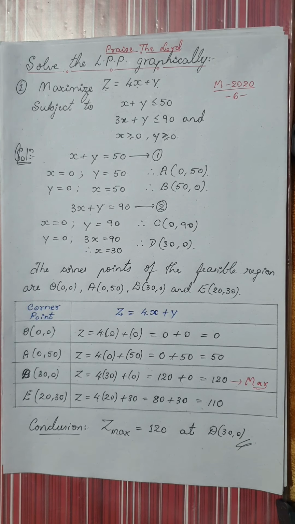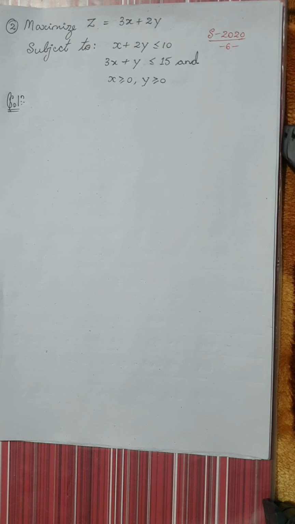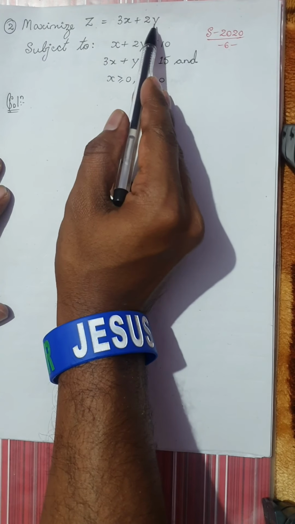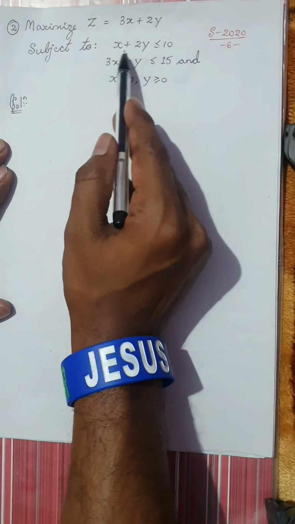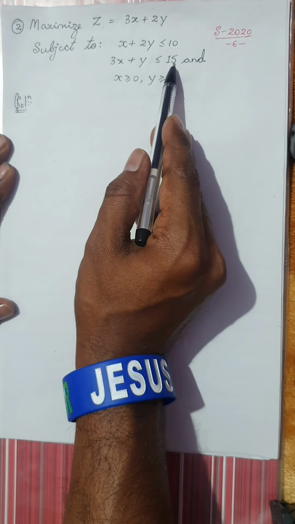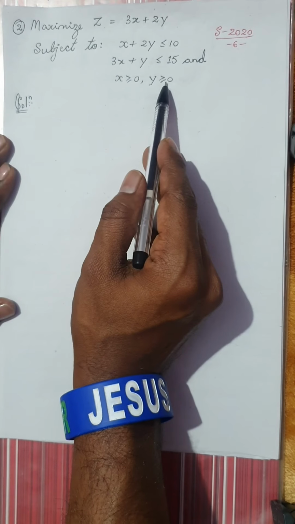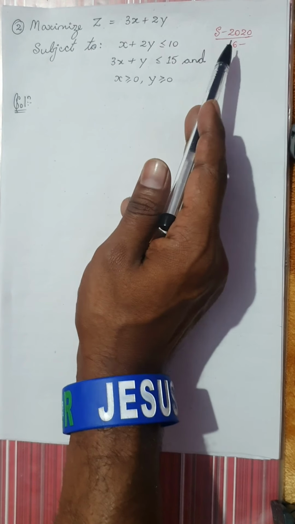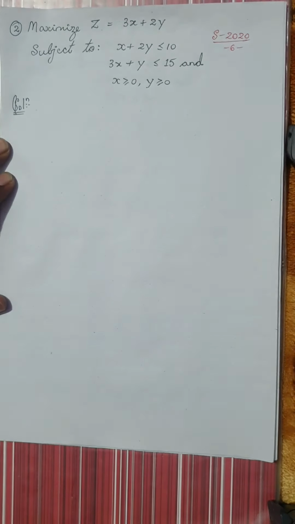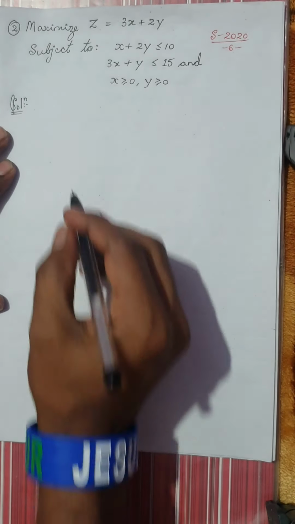Okay students, the next question goes like this: maximize Z equal to 3x plus 2y, subject to x plus 2y less than or equal to 10, 3x plus y less than or equal to 15, and x greater than 0, y greater than 0. This question was asked in September 2020 for 6 marks. We are already thorough with the process.